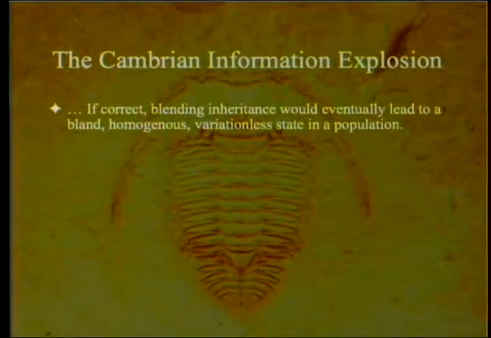If correct, blending inheritance, which is what Darwin believed, would eventually lead to a bland, homogeneous, variationless state in a population. Some people call that homogeneous.